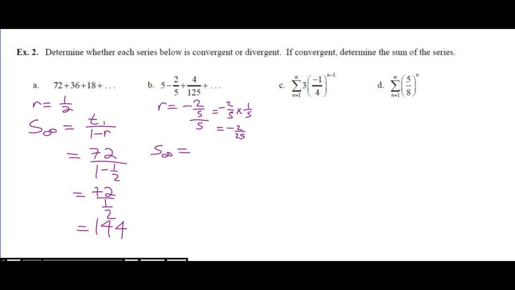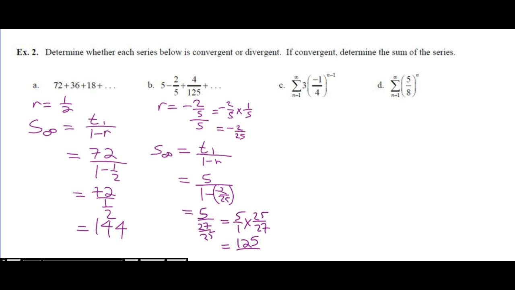So the sum to infinity is t1 over 1 minus r, which is 5 over 1 minus negative 2/25, which is 5 divided by 27/25. So what do we got? 125 over 27? Nice.